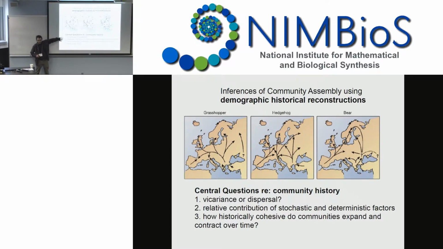Are vicariance or dispersal important factors in the diversification of whole assemblages? What are the relative contributions of stochastic and deterministic factors for community assembly or disassembly? And then thirdly, and I'm going to emphasize this for the remainder of the talk, how historically cohesive are communities as they expand or contract over time?